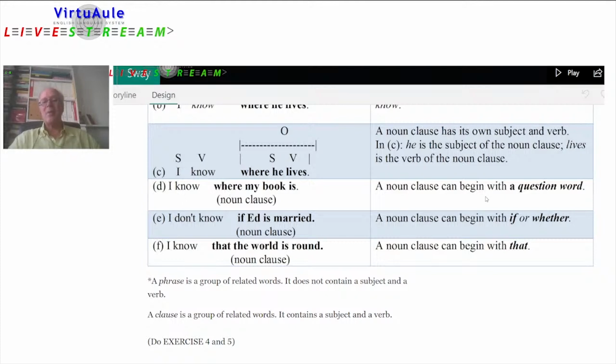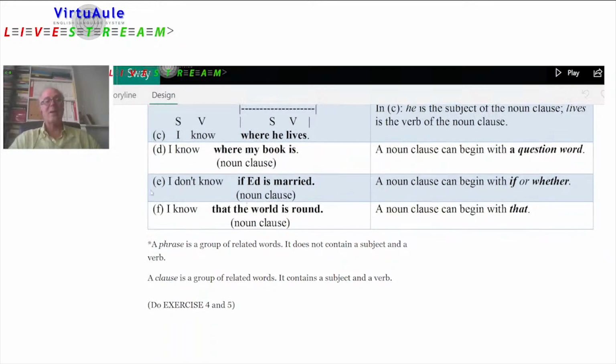A noun clause can begin with a question word. Where my book is. E: I don't know if Ed is married. A noun clause can begin with if or whether. If and whether in these kinds of sentences are the same. I don't know whether Ed is married. This is not weather like rainy, sunny, cold, and wet. This is whether like if. It has an H. It has two H's, actually.